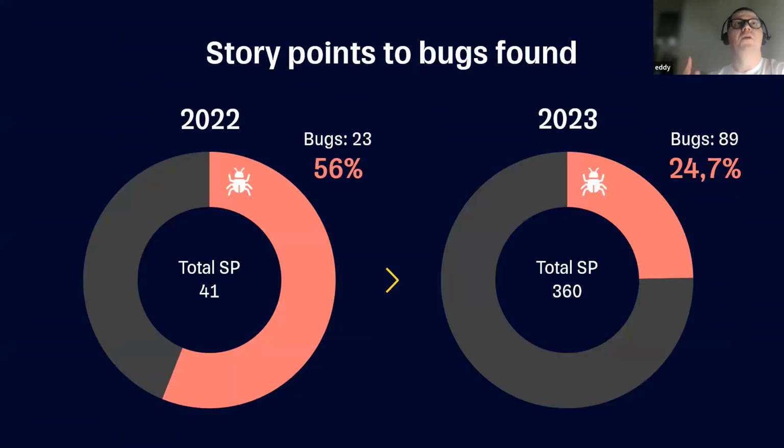This is the story points to bugs found. Again, story points is the way that we evaluate the tasks, and we have special story points for quality assurance engineer. In 2022, we had 41 story points and 23 bugs found, which is about 56% bugs according to story points. And we had 360 story points in 2023 with only 89 bugs. The number is bigger, but you see that the percentage is much lower. It means we had 2 times decrease in found bugs.